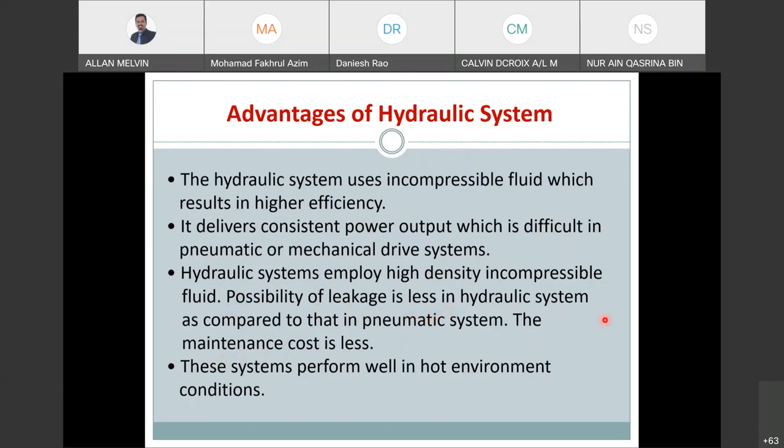Okay, so the maintenance cost is lesser. The system performs well in hot environment conditions. Even though it's harmful, a fire can happen, but normally the hydraulic system has all the precautions, and the temperature range is suitable to work in hot environment.